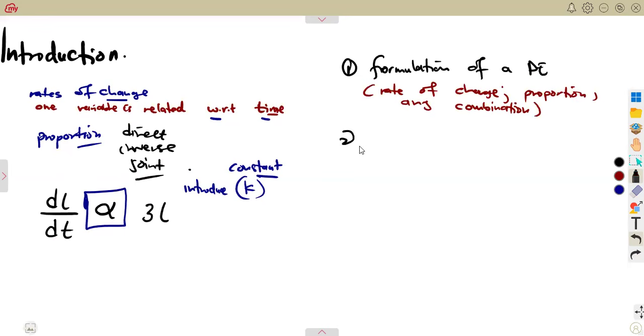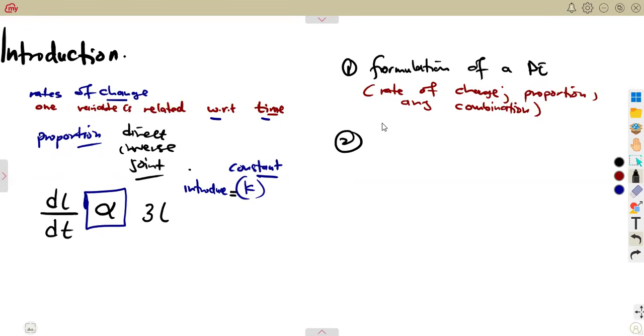You need to formulate the differential equation. There must be an equal sign. When there's a proportion, that's where we have to introduce the constant, which goes together with an equal sign, because this must be in an equation. So by forming this, you need to solve for the constant.